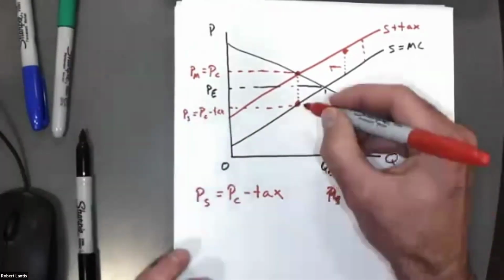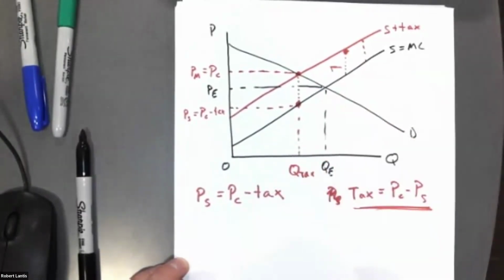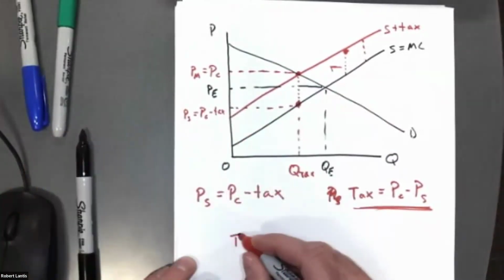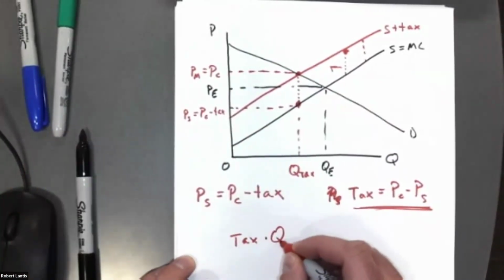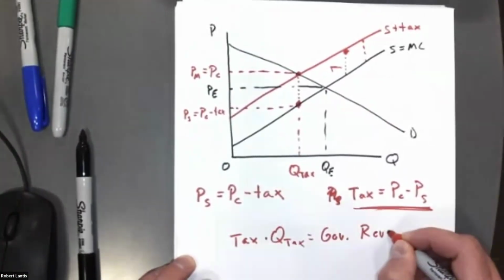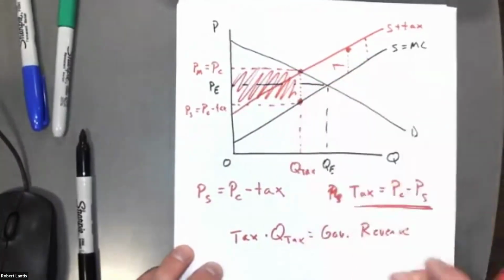Okay. And then what's my new quantity after the tax? Right here. That's why if we take the value of the tax times the quantity after the tax, that would represent government tax revenue here. That was this area in the middle.